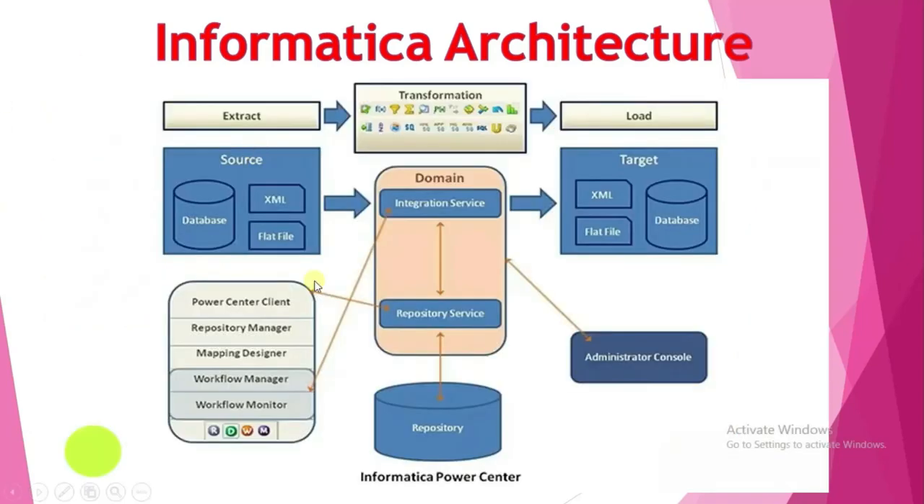So this is the architecture diagram of the Informatica tool. Here you can observe the main process: extract. We extract from the source and apply several transformation rules or logics. These are called business logics, like router transformation, expression transformation, joiner transformation and filter transformation. Whatever we need, we apply those transformation rules here, and we load the data into the data warehouse.